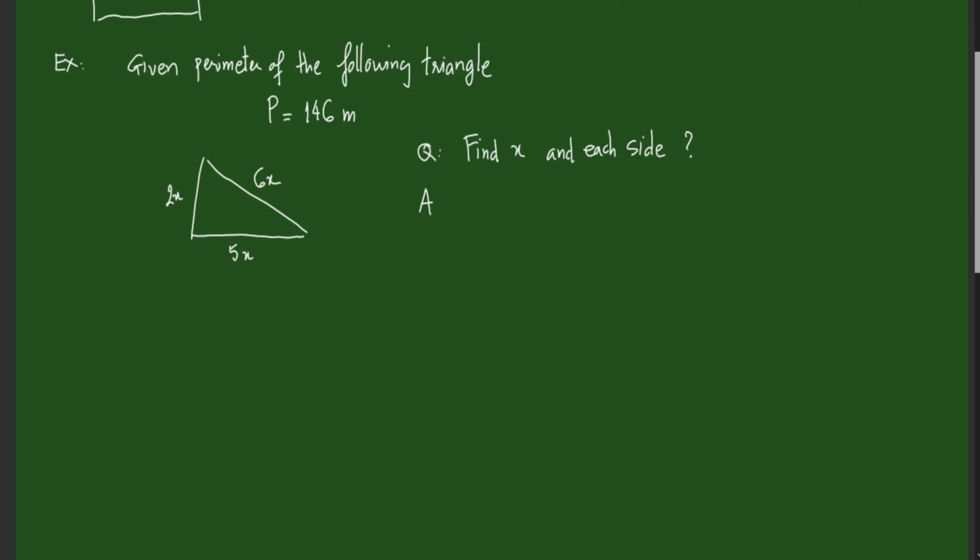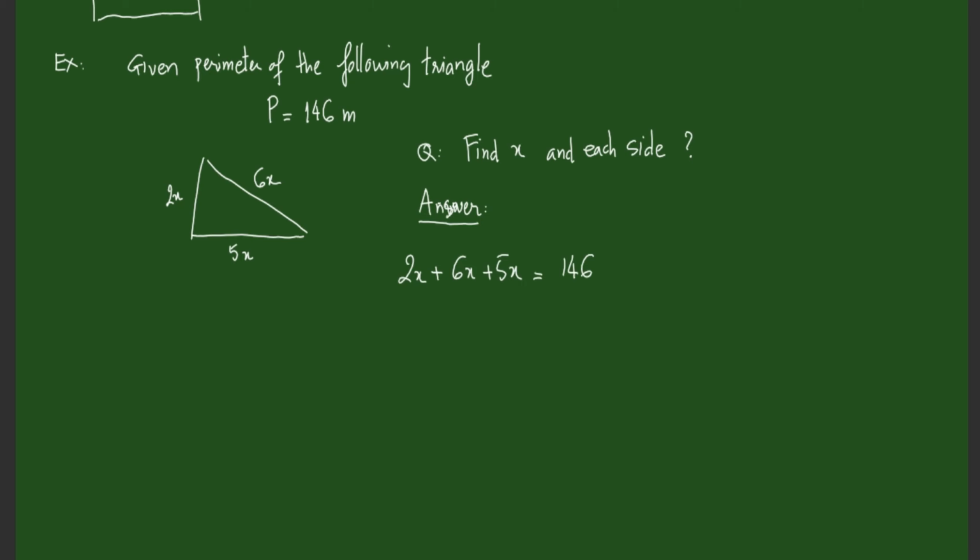This type of question is very popular. We know the perimeter is the sum of all the sides, so you're going to add all of them. So 2x plus 6x plus 5x, then all the sides equal 146.